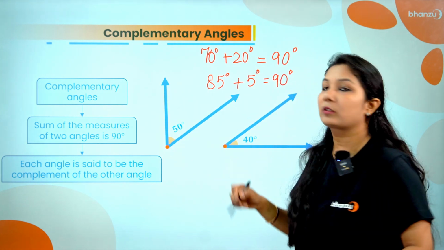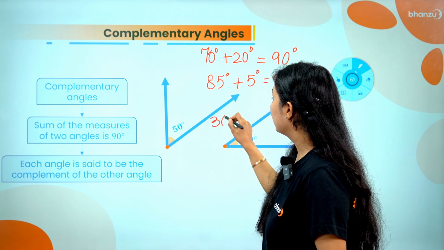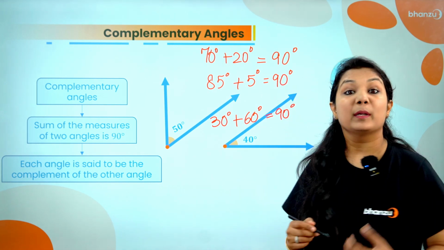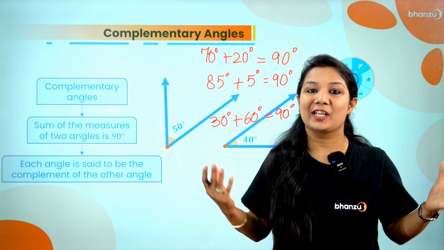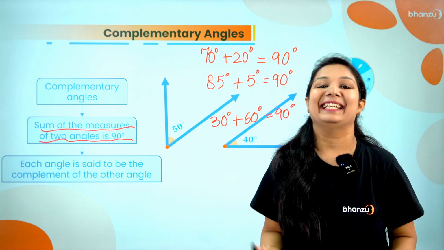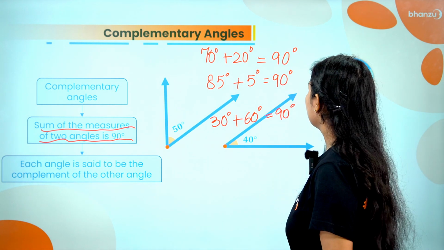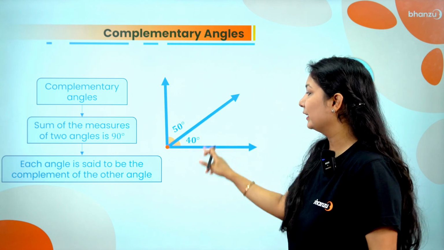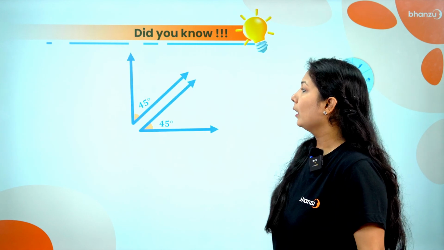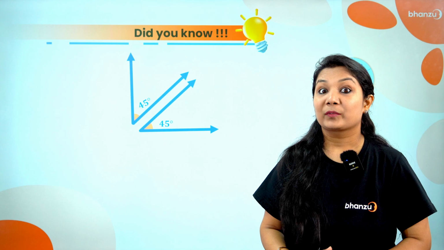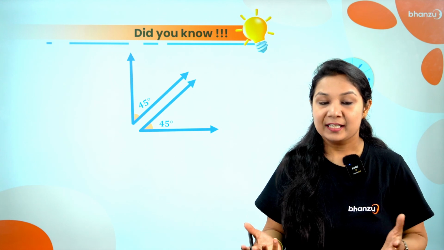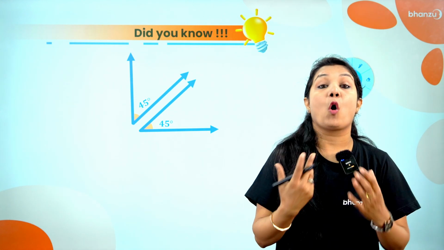So there can be more such examples, right? If you have 30 degree and 60 degree, this is also an example of complementary angle. So like this we can have more such pairs whose sum of measure would be equal to 90 degrees. Got it, everybody? Now let's move ahead. So moving ahead, what about 45 degree and 45 degree? If you add these two angles, what do we get? Yes, we get 90 degree, right? That means this is also a pair of complementary angles.